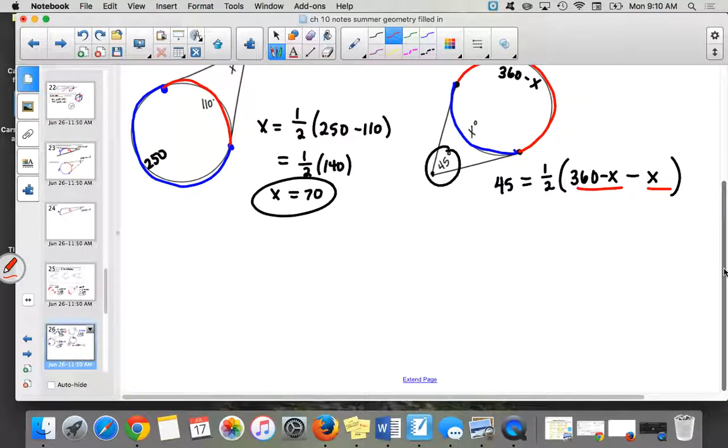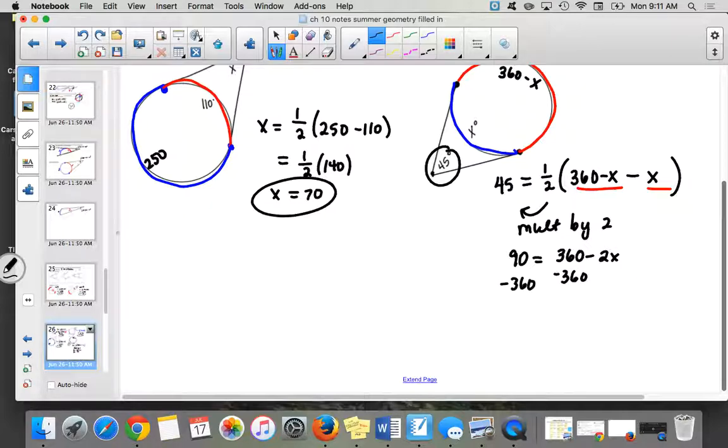Okay, so as we do this, I would probably multiply by 2 to get 90, just so we can get rid of that 1/2. And then I have 360 minus 2x. I can subtract the 360 over. So I get negative 270 equals negative 2x. So what's x then? 135. Good. See, you're good at your mental math.